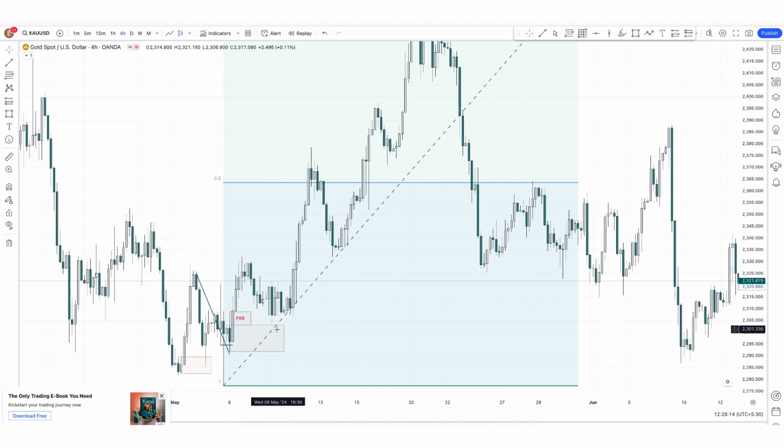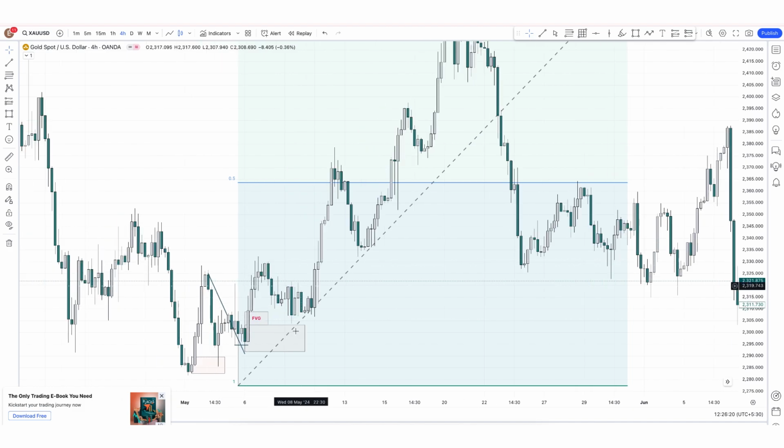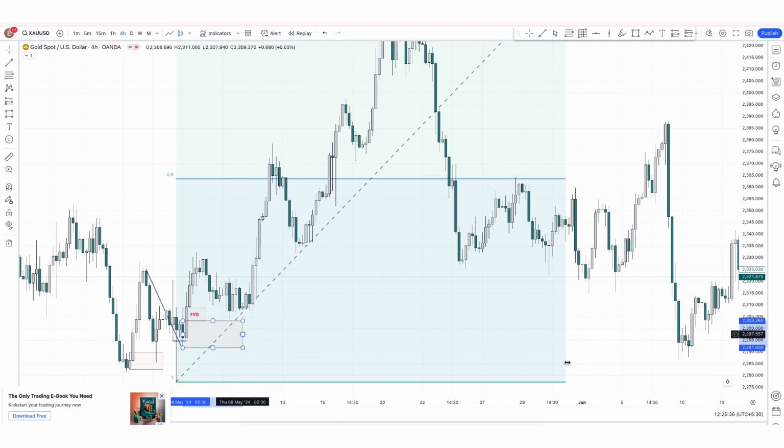I'm shortly defining mitigation and unmitigation here, because you see that price has not come back and touched this order block. It is not touched, so it is not mitigated, which means the order block is safe. So we'll go and check.